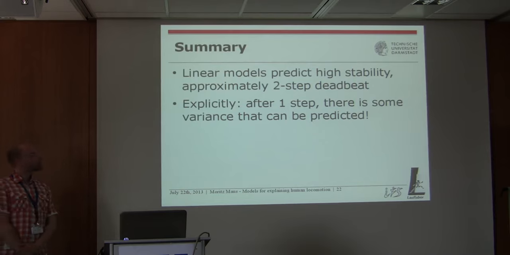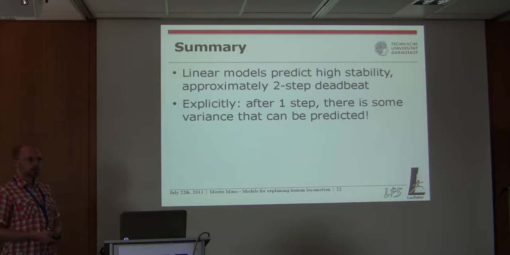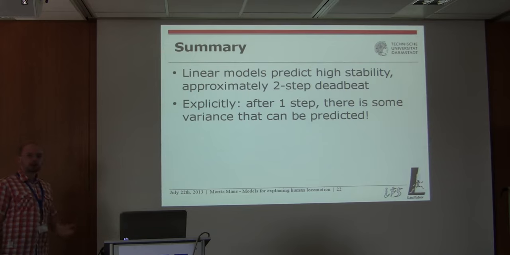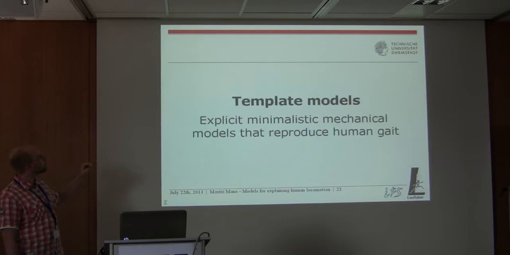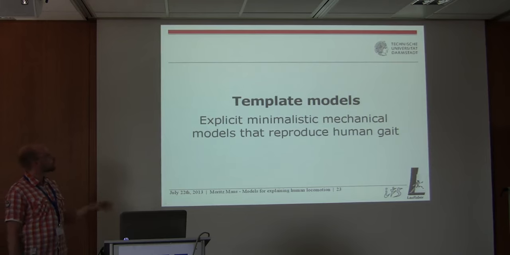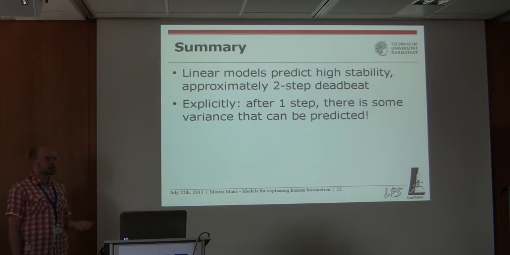Okay, to come to the conclusion of the linear analysis of human treadmill data: we are very stable runners. Our disturbances vanish after approximately one stride. Explicitly after one step, there is some variance that can still be predicted. This is something that will come back later on, and we should remember this. Okay, so before I come to the template models, are there any questions regarding this linear analysis?